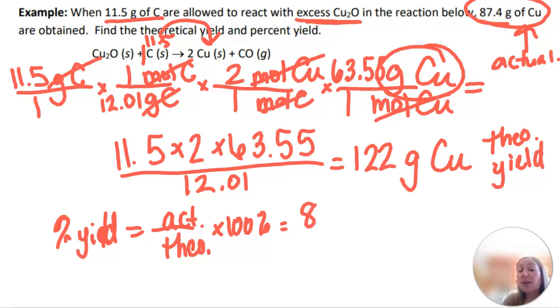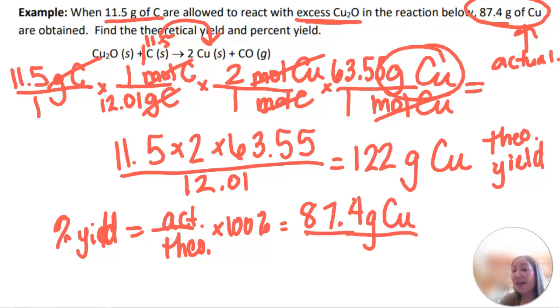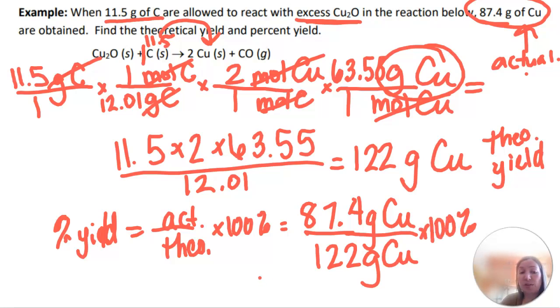So we actually only got 87.4 grams of carbon, or excuse me, grams of copper. And so that was our actual yield. And then in theory, from the stoichiometry, we calculated that 102 grams should have been formed in theory. Multiply by 100 just to convert this from a decimal to percent form.